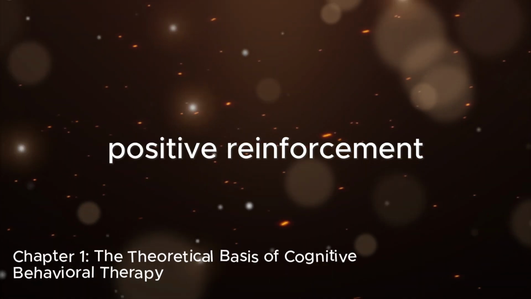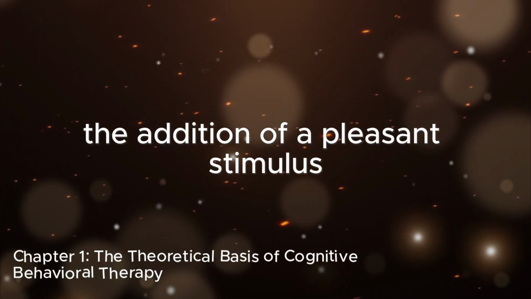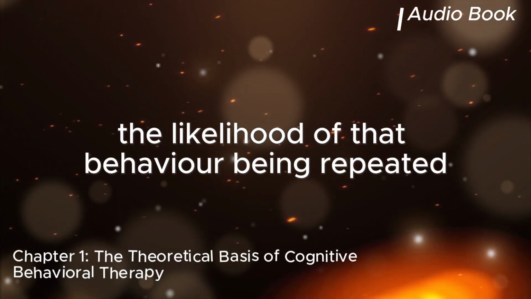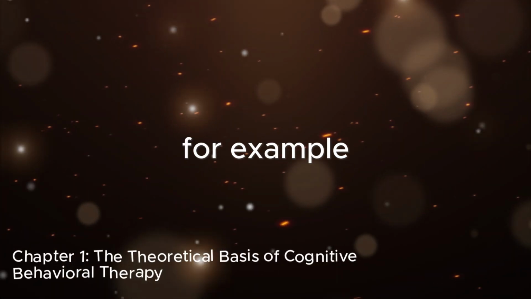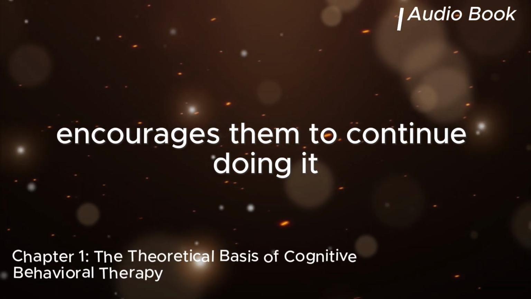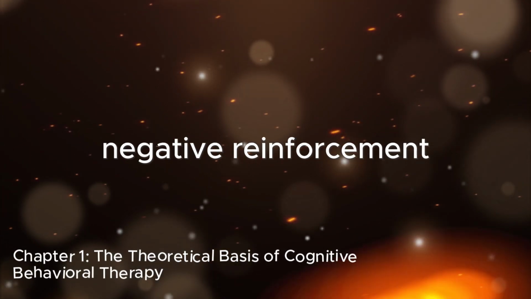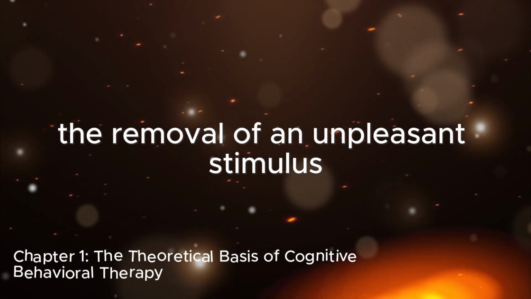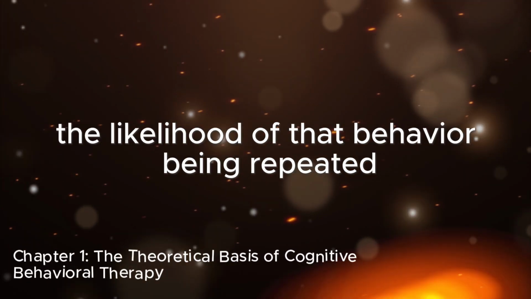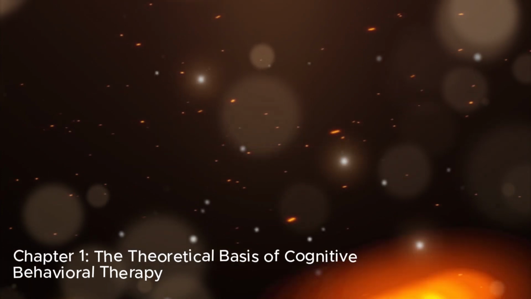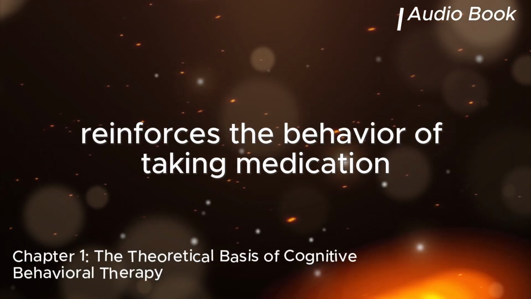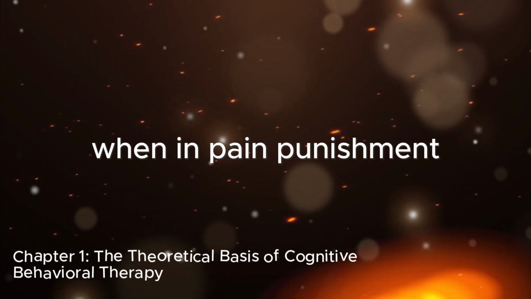Positive reinforcement. The addition of a pleasant stimulus following a behavior, increasing the likelihood of that behavior being repeated. For example, praising a child for completing their homework encourages them to continue doing it. Negative reinforcement. The removal of an unpleasant stimulus following a behavior, which also increases the likelihood of that behavior being repeated. For instance, taking pain medication to relieve a headache reinforces the behavior of taking medication when in pain.